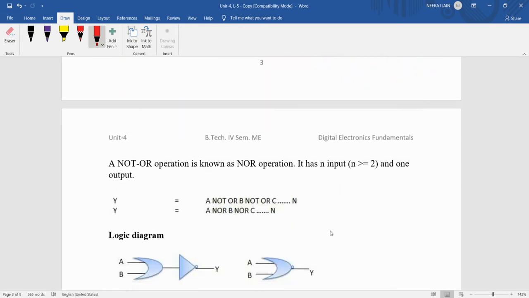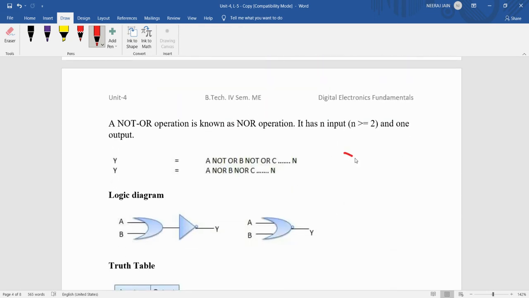In the case of the NOR gate, we have a symbol like this, that is NOT OR.